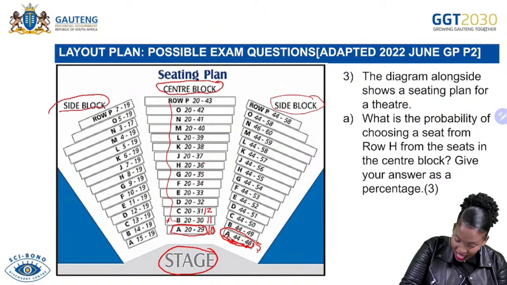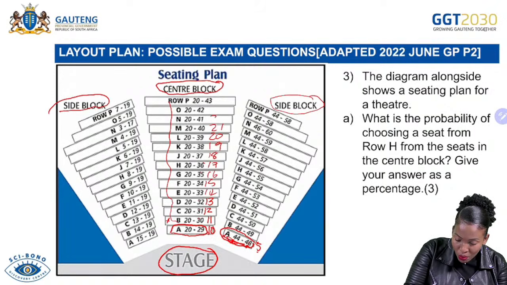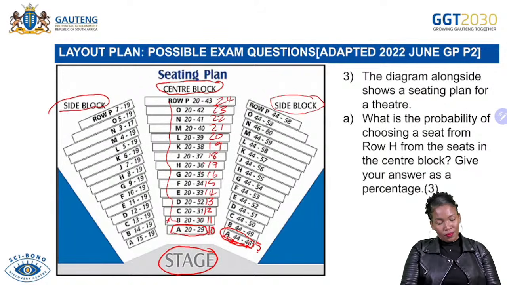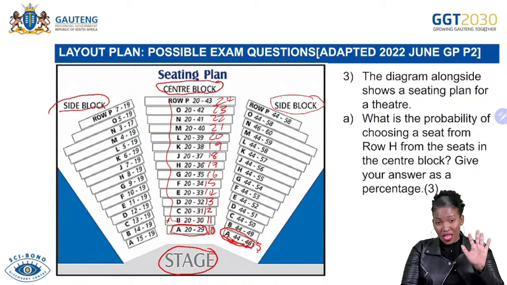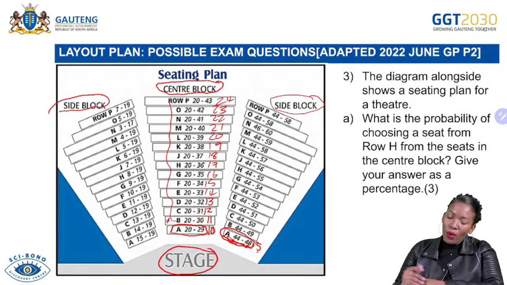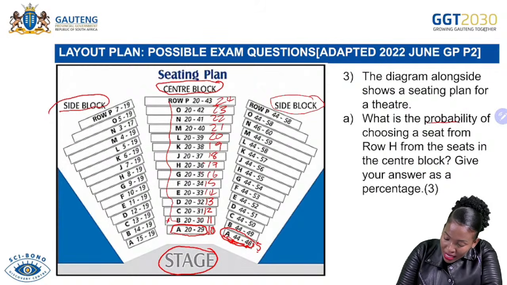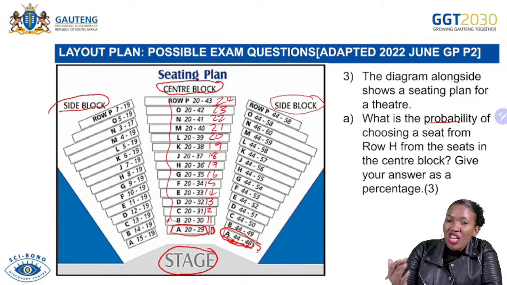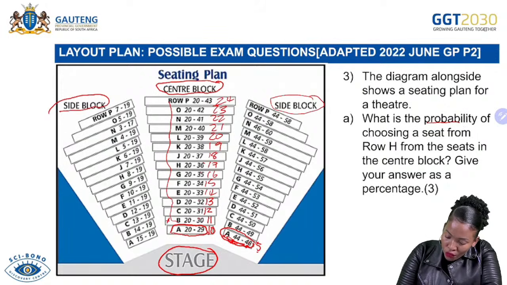So if here it's 10, 11, 12, meaning here is 13, 14, 15, 16, 17, 18, 19, 20, 21, 22, 23, 24. I hope you guys are okay. I hope you guys are good. Let's look at the question now. What is the probability? Probability is the chance of something happening. What is the probability of choosing a seat from row H?